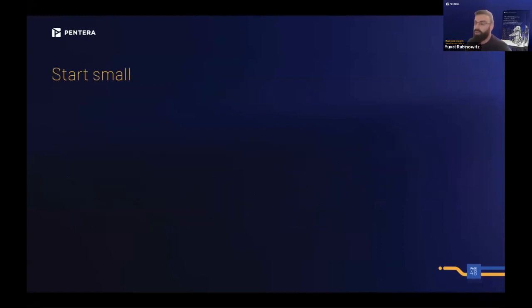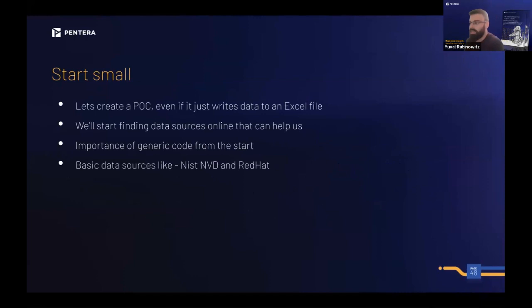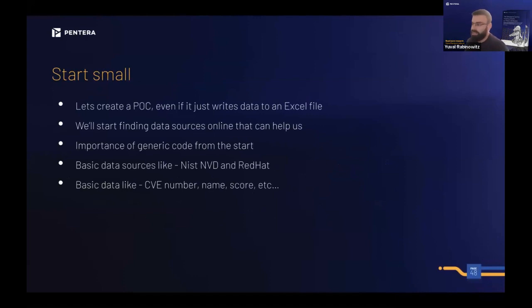So what do we do in this situation? We start small. We don't want to solve all of our problems at once. We started by creating a small proof of concept script, just something that even writes data to an Excel file. We started out by gathering data sources online that can help us, and gathering really basic data from the NIST NVD data set and the Red Hat database, stuff like the CVE number, the name, the score.